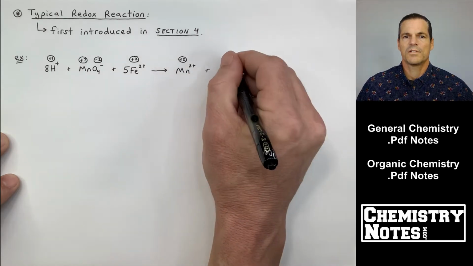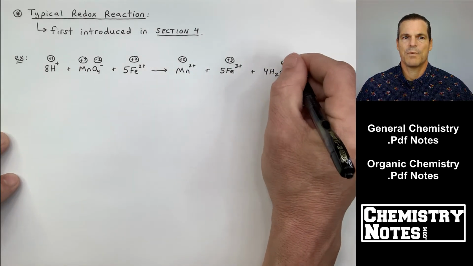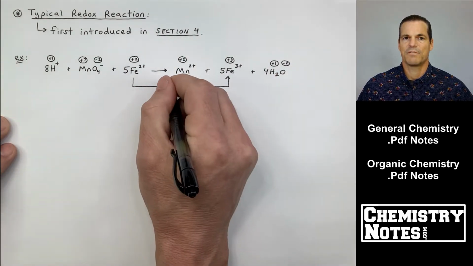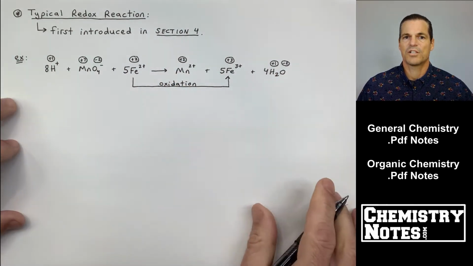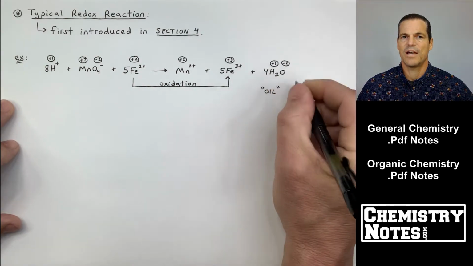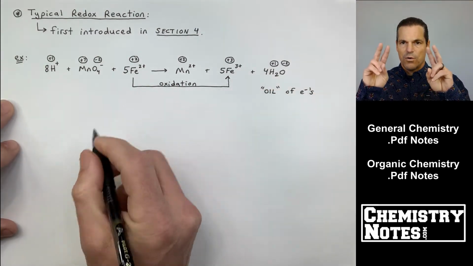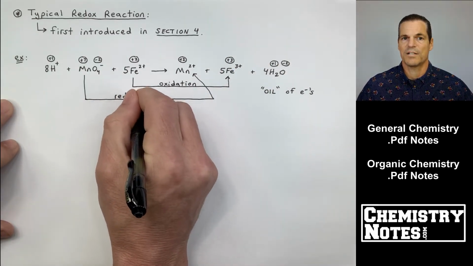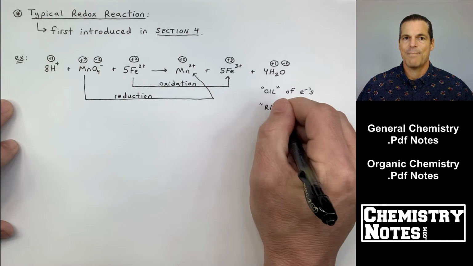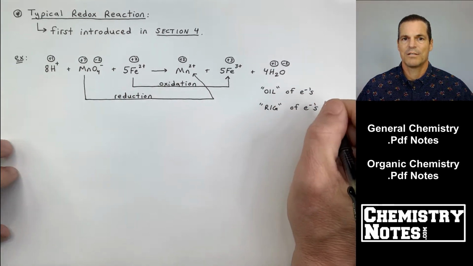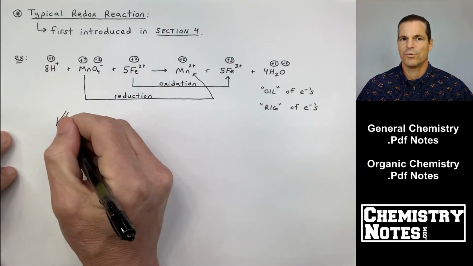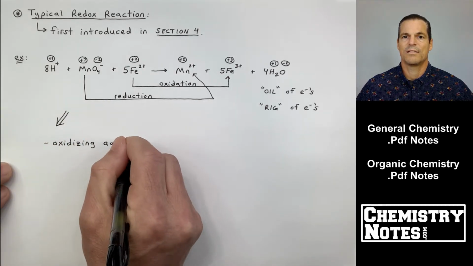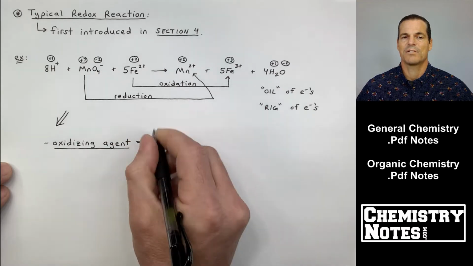All those little charges, plus and minus, are the oxidation numbers or oxidation states that we learned about in section 4. If I see Fe2+ going to Fe3+, I know this is oxidation, because OIL: oxidation is loss. Loss of what? Loss of electrons. And if I look at the Mn, it goes from +7 all the way down to +2 oxidation state. So the Mn is RIG: reduction is gain of electrons.